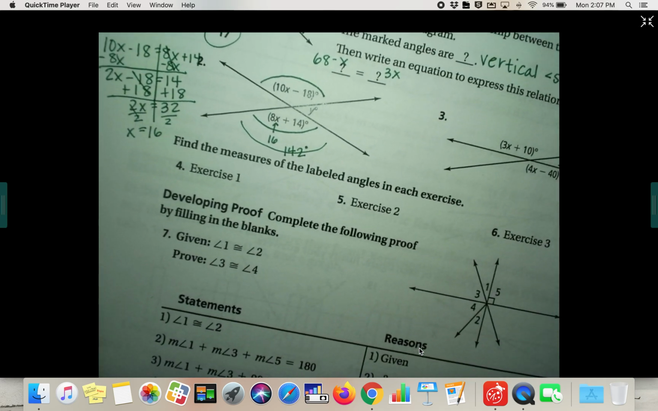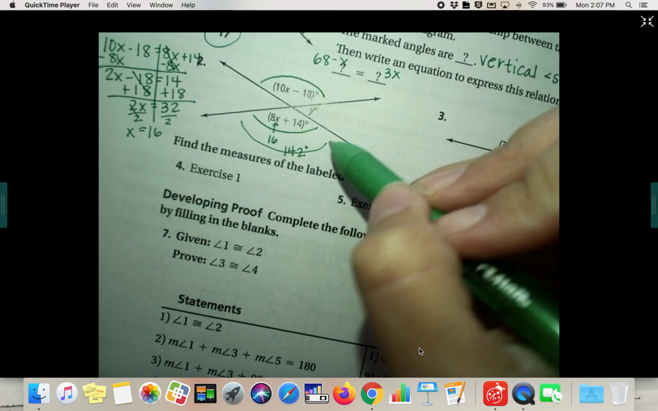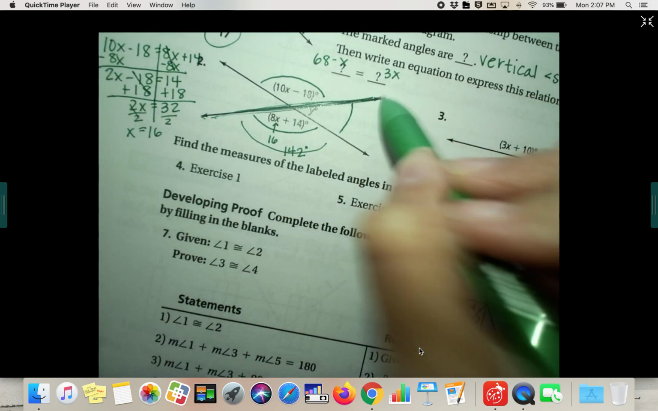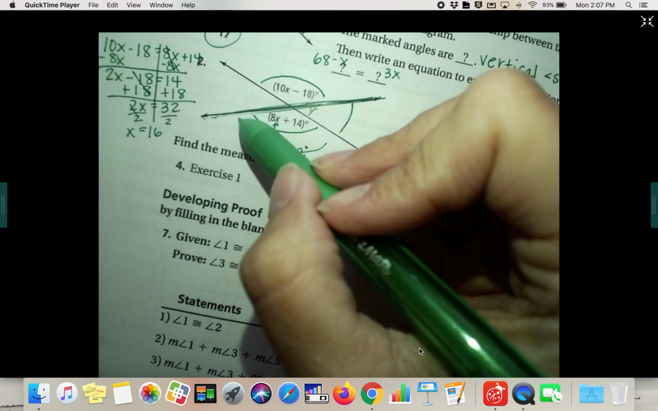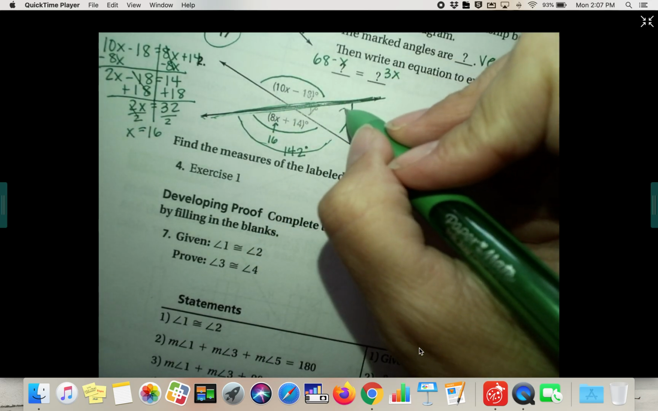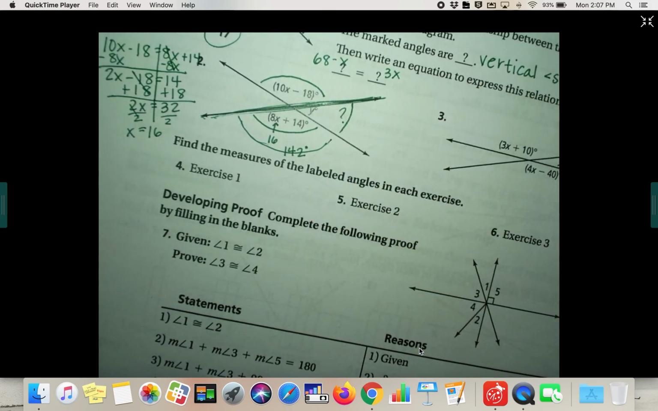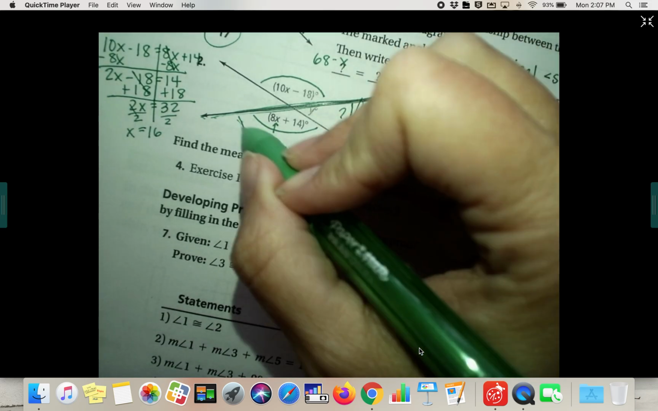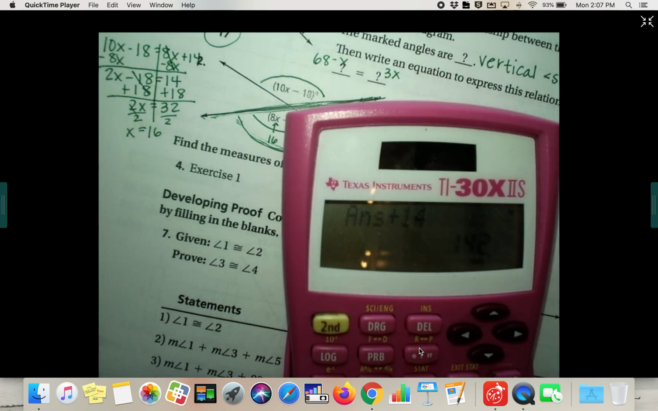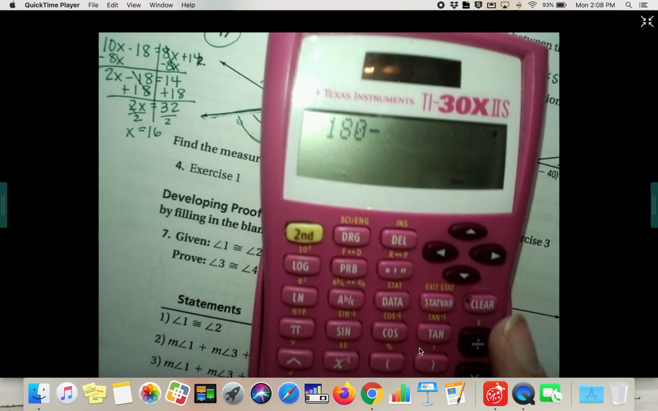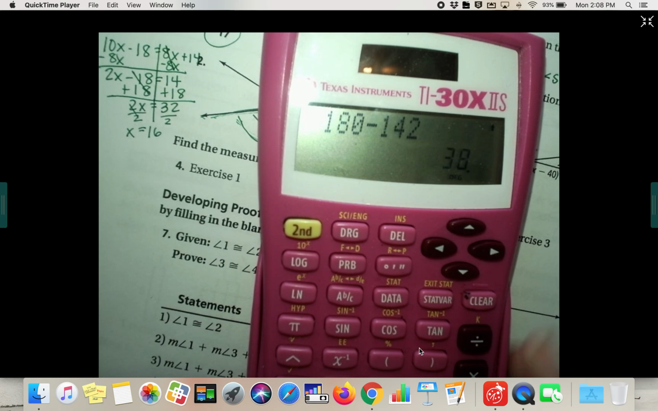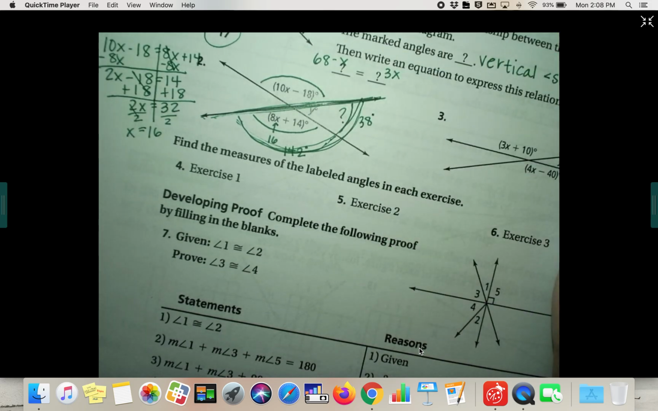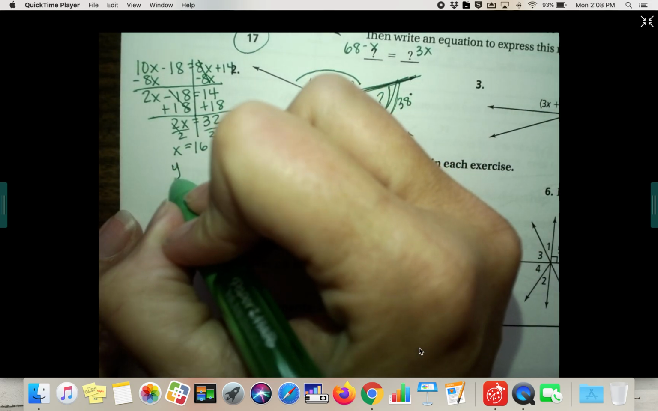What I see is that this big angle is supplementary, or a linear pair with this line. So 142 plus question mark, which is our y, would equal 180, because a linear pair adds up to 180. So I'm going to do 180 minus 142, which is 38. So this little angle over here, which is y, has to be 38.